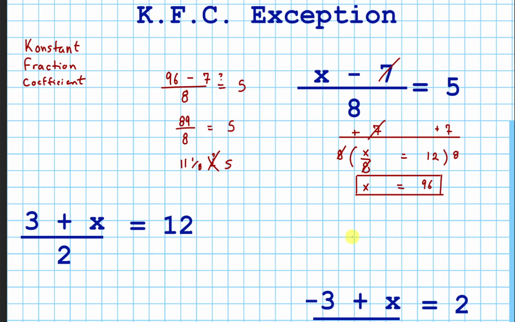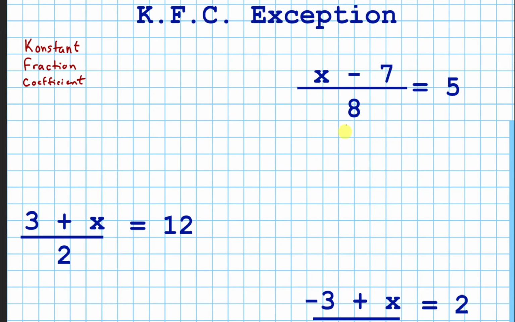So what went wrong? I did the K, I did the F. There was no C. I went K.F.C. I did it perfectly in order. What went wrong? This is where the exception is. Okay, so the exception to the K.F.C. rule happens when the constant is on top of the fraction line.